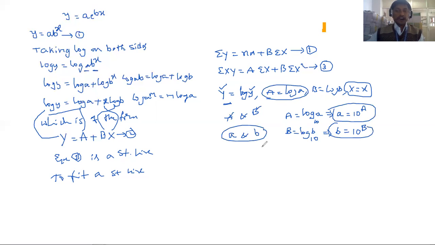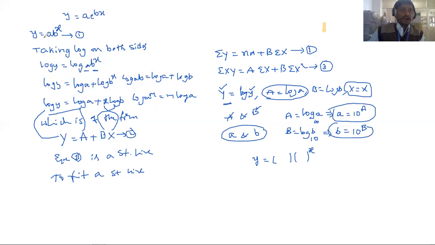After getting these values, we simply substitute them in the given problem: y is equal to a into b power x, with whatever values we got. That is the required exponential curve of best fit. So once again, see that.